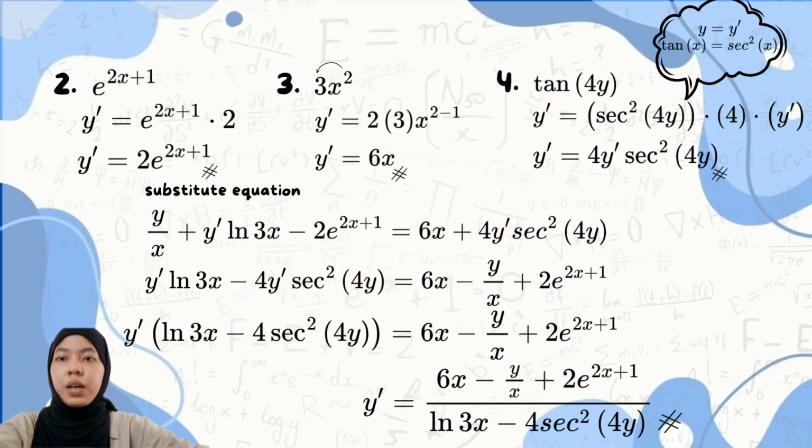Then move all y prime terms to the left side. Factor out y prime: y prime times (ln 3x minus 4 sec to the power of 2 of 4y) equals 6x minus y over x plus 2e to the power of 2x plus 1. Lastly, divide both sides and the final answer is y prime equals (6x minus y over x plus 2e to the power of 2x plus 1) over (ln 3x minus 4 sec to the power of 2 of 4y).